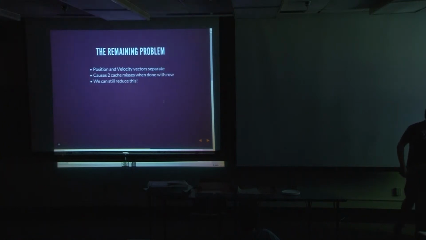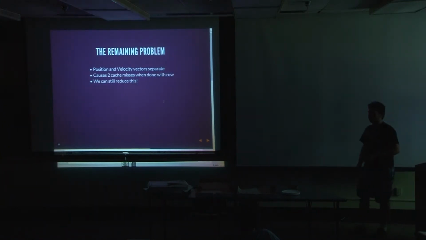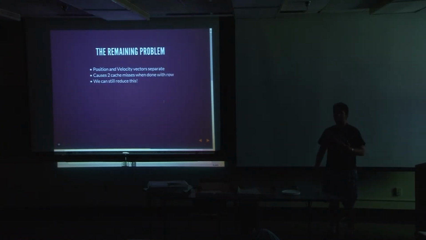But there's still some minor inefficiencies here. Because position and velocity, let's assume those two are always being used at the same time, you're always updating position with velocity. The issue remaining is that you have two separate lists, and those are going to be stored in two separate places in memory. If you have 50,000 particles, that's the entire size of your list of positions, and then your entire list of velocities.